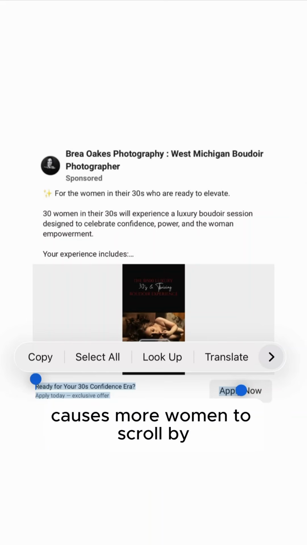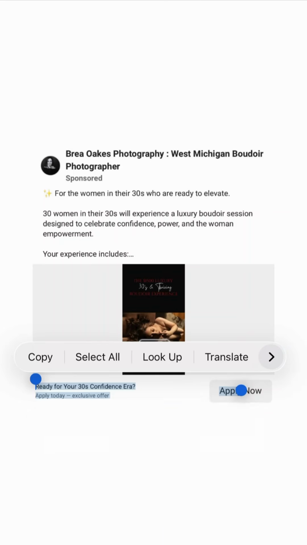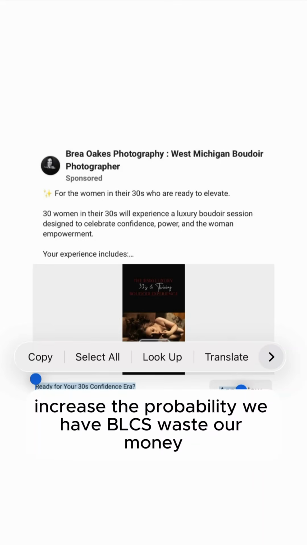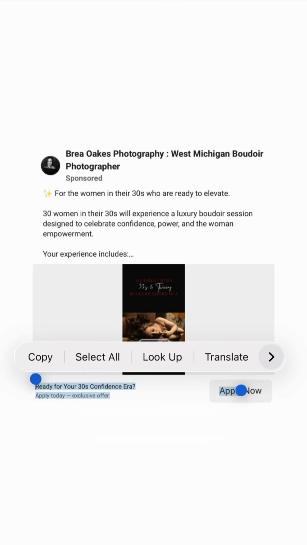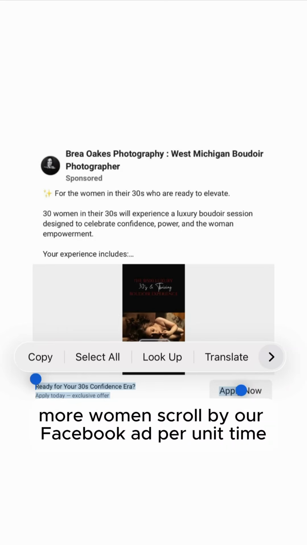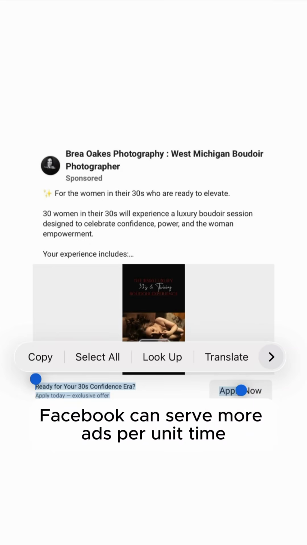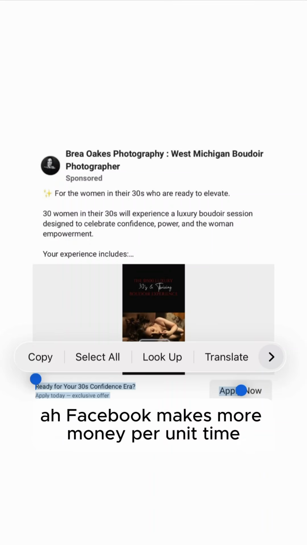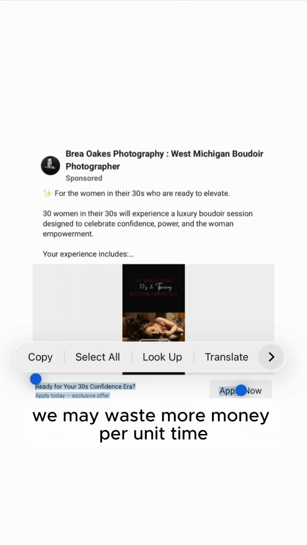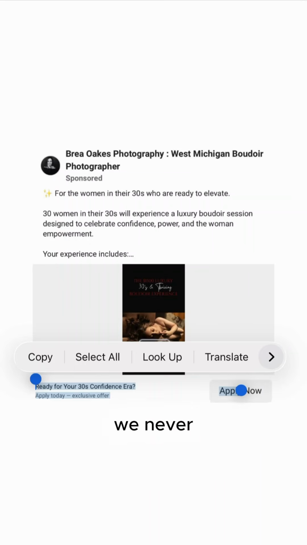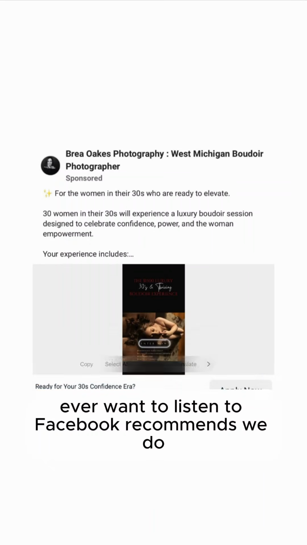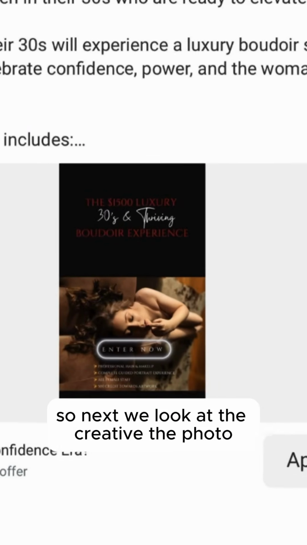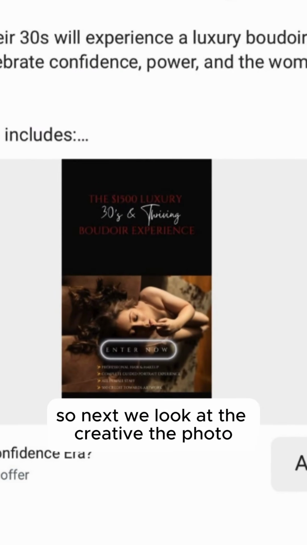Causes more women to scroll by our Boudoir Facebook ads, pulls our unique CTRL under 6%, increases the probability we have BLCS, wastes our money. But guess what? More women scroll by our Facebook ad per unit time. Facebook can serve more ads per unit time. Facebook makes more money per unit time. We may waste more money per unit time. We never ever want to listen to what Facebook recommends. So next, we look at the creative, the photo.